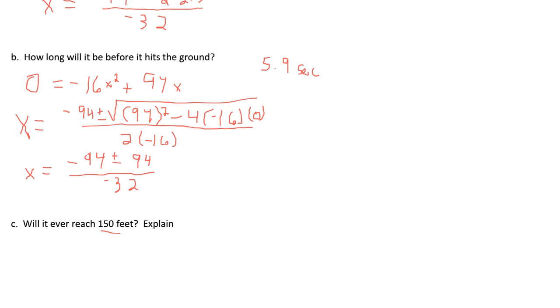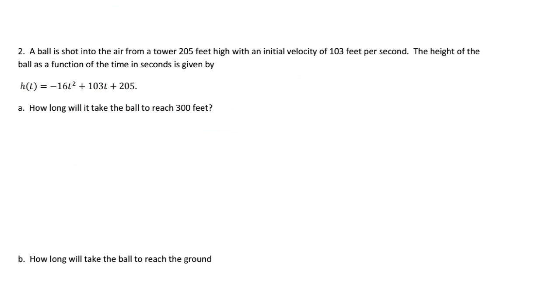Whatever the maximum height, we're not going to do that. That's that opposite of B over 2A that you guys remember doing from before. So we're not going to do that part. On to our next problem. A ball is shot in the air from a tower 200 feet high, initial velocity 103 feet per second. When will it reach 300?